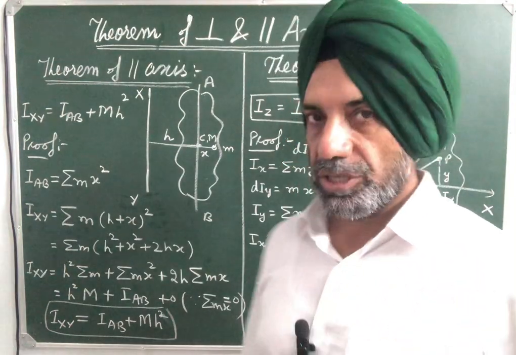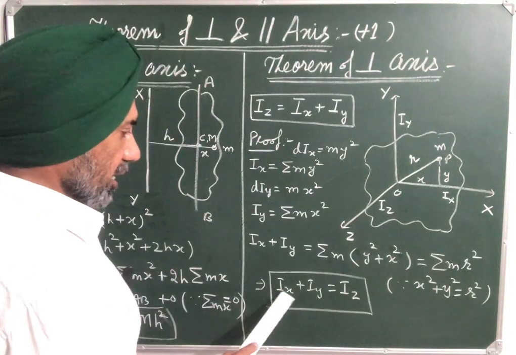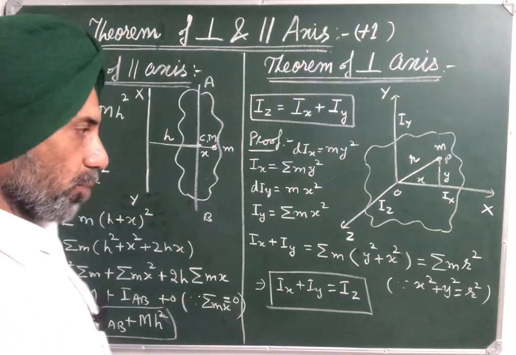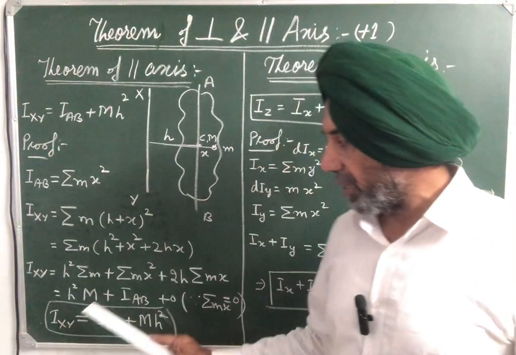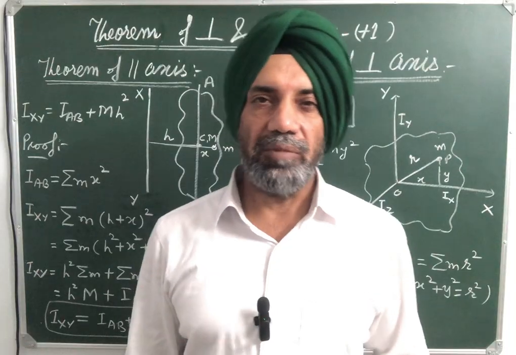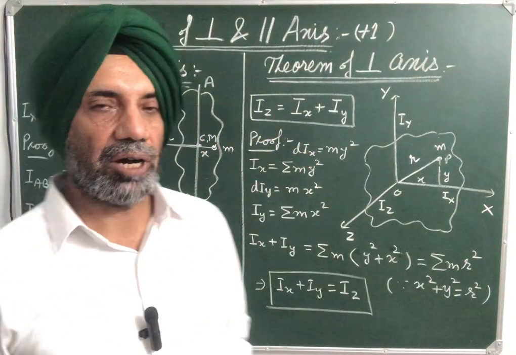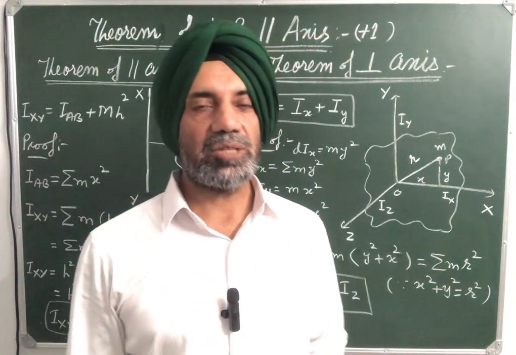Both these equations, the theorem of perpendicular axis, that is Ix plus Iy is equal to Iz, and the theorem of parallel axis, that is IXY is equal to IAB plus M h square, will be used when we calculate the moment of inertia of ring and disc in the next video.